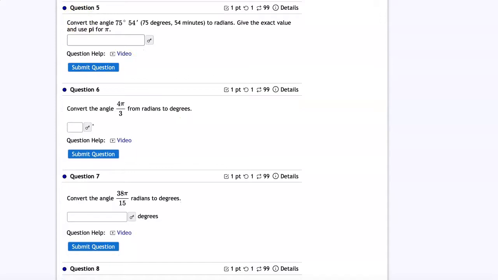Question number 5. 75 degrees, 54 minutes to radians. Give the exact value. Okay, that's a little bit harder. So what we're going to do is start by converting 75 degrees, 54 minutes into a mixed number. From there, we can reduce, if possible. Sometimes you can't reduce the minutes. In this case, you can. 54 and 60 are both divisible by 6.